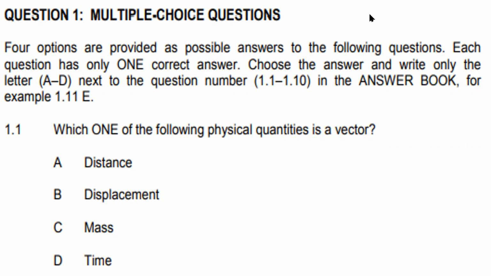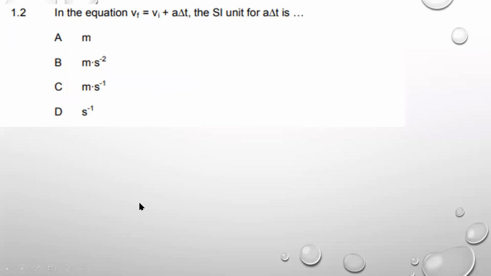Question 1.1, which one of the following physical quantities is a vector? We know already vector quantities and scalar quantities. Let's see our options. Distance is a scalar quantity, and then displacement is a vector, and mass is scalar, time also scalar. We know which one with direction, vector, displacement with direction. Answer is B. Next question.